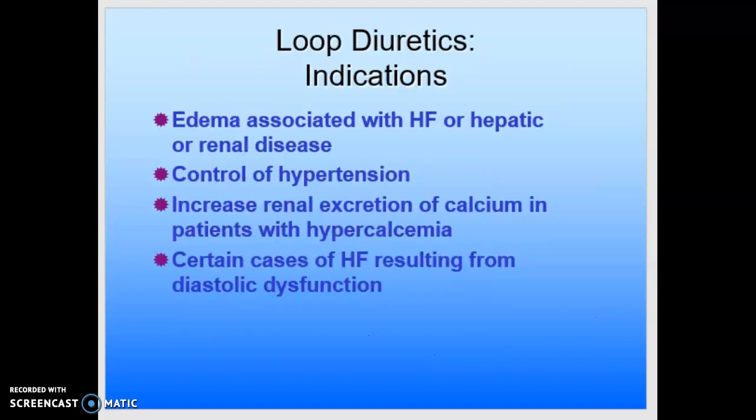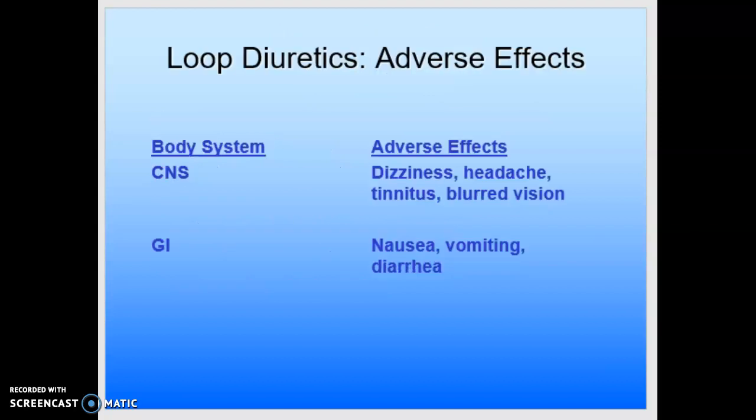And what are we going to use these for? Well, you're going to see these used with edema associated with heart failure or hepatic or renal disease. Often we use them in control of hypertension. They can be sometimes used as the first line of defense in hypertension. To increase renal excretion of calcium in patients with hypercalcemia, and in certain cases of heart failure resulting from a diastolic dysfunction.